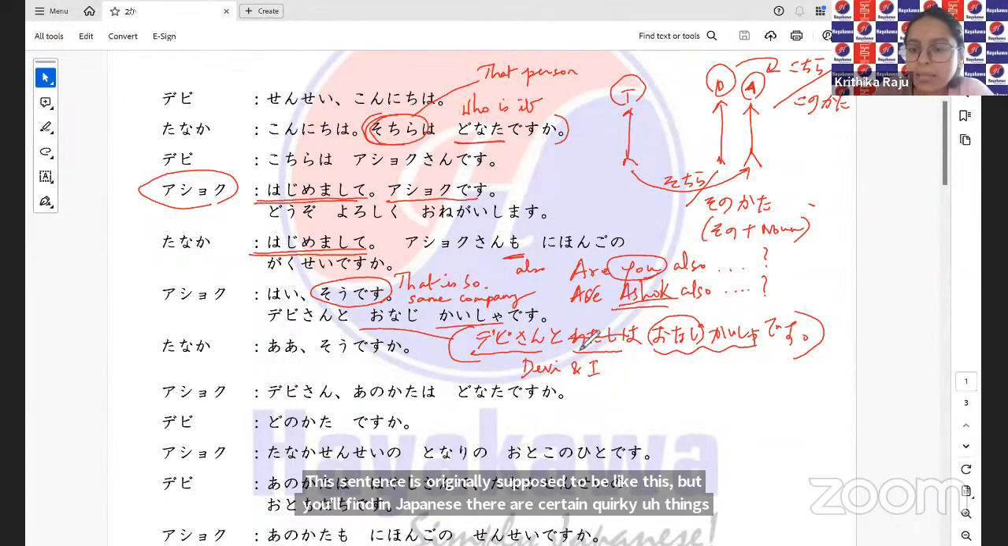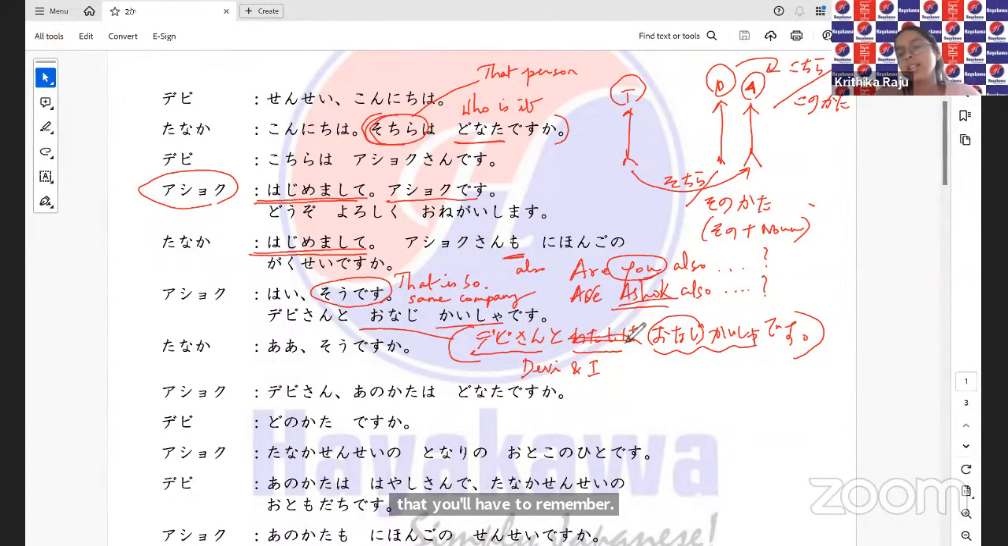Watashi is eliminated because it is understood that it is also him. So wherever you have onaji in the sentence, you'll find this format being used. Devi-san to, the I part is eliminated because he is talking about himself. So Devi-san to onaji kaisha desu. That is how that sentence is.